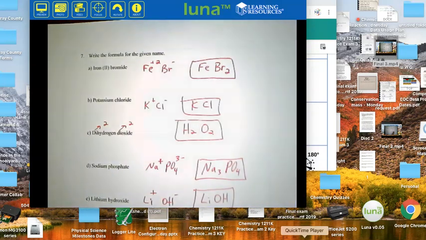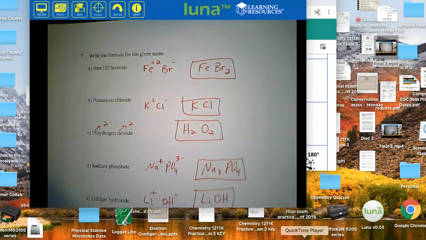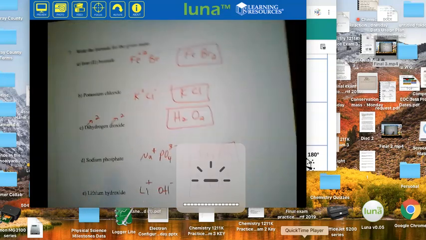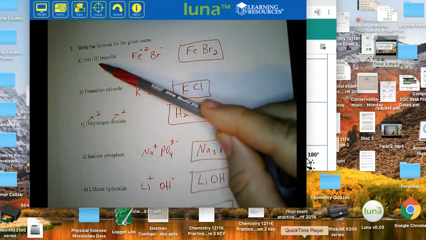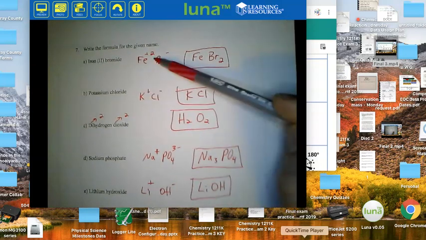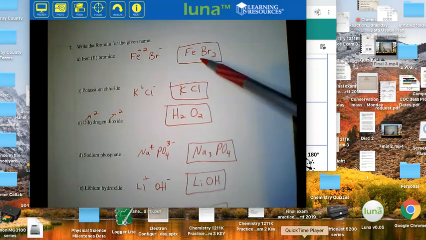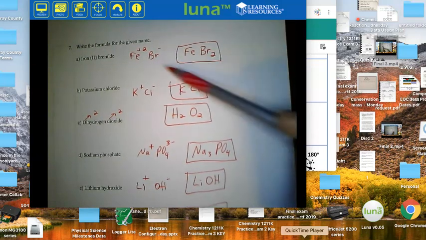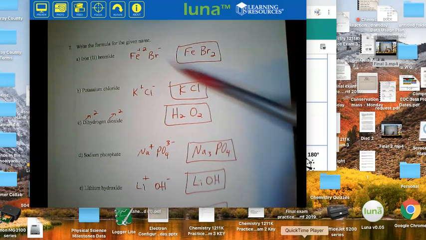Number 7 says write the formula for the given name. So here they gave the names for different compounds. Iron 2 bromide, so iron's plus 2 because it has Roman numeral 2. Bromide comes from bromine, it has a -1 charge. Okay, so to balance out the charges here, which is the hard part when you're writing formulas, a lot of students forget to balance out the charges. Here, if it's iron's plus 2, I need a -2 for an overall charge of 0, so I need 2 bromines there.